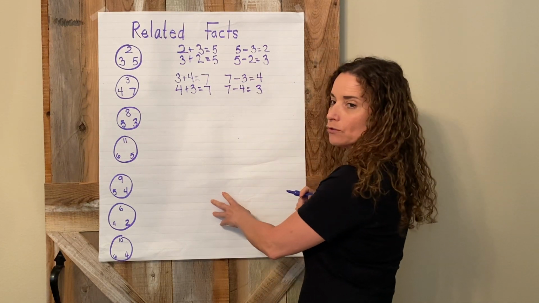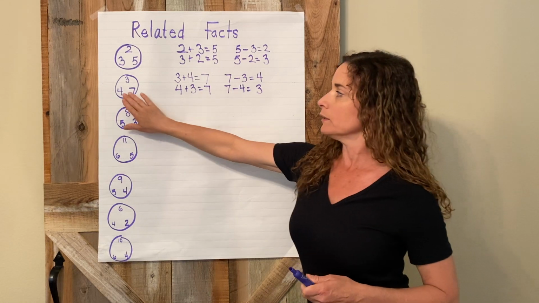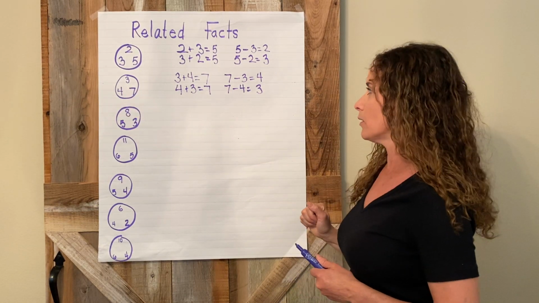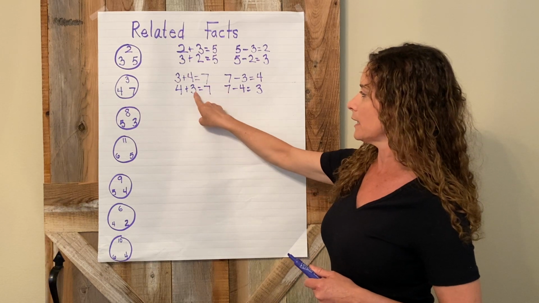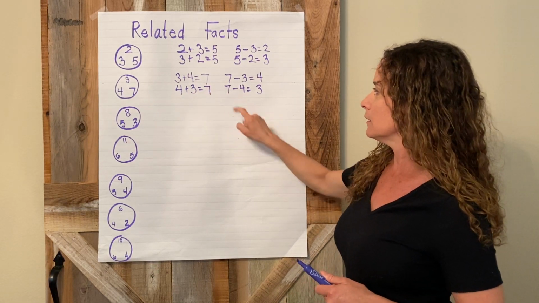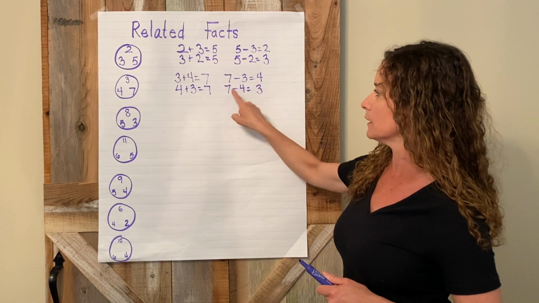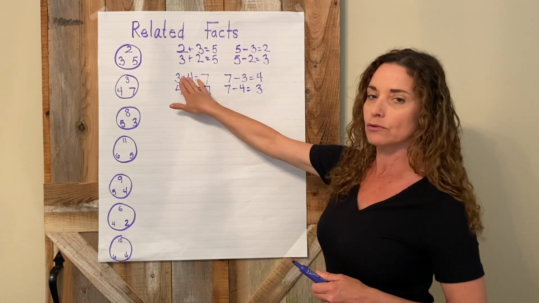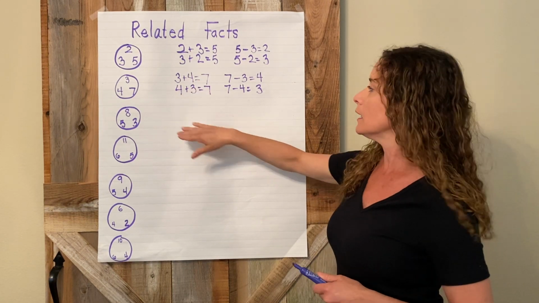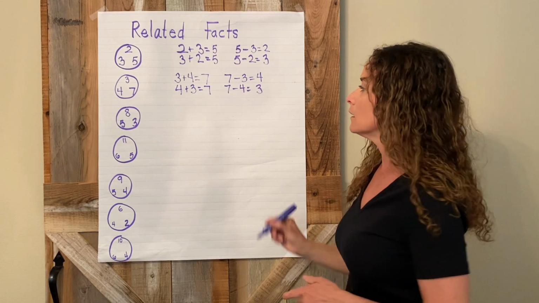Now, if I want to make sure that these are correct, I'm going to double check that I have only the numbers in the circle in my math problems. Each one has a 3, a 4, and a 7. Please remember that always with the addition, the two smallest numbers go first. And with the subtraction, the largest number has to go first.